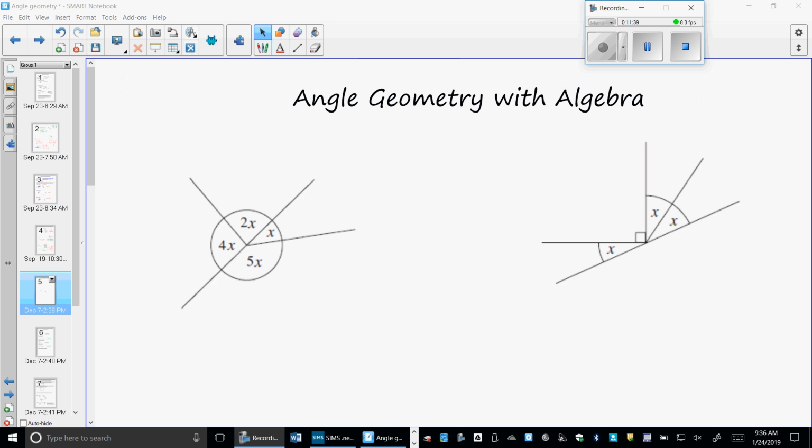Right, so angle geometry with algebra. I just want to go through a couple of these ones with you, because sometimes people look at these and go, oh, I don't know, because there are letters and not numbers. You do these things exactly the same way that you set yourself up an equation.